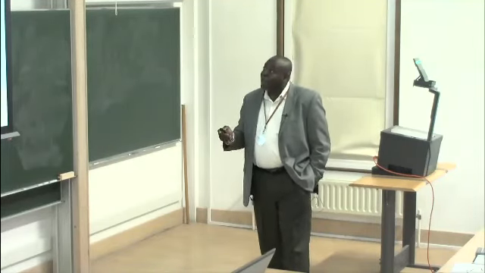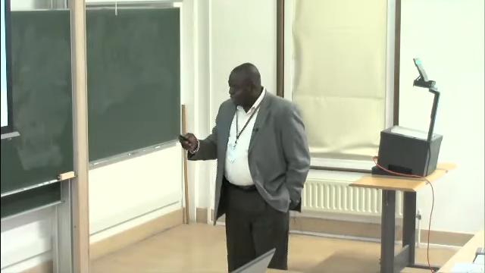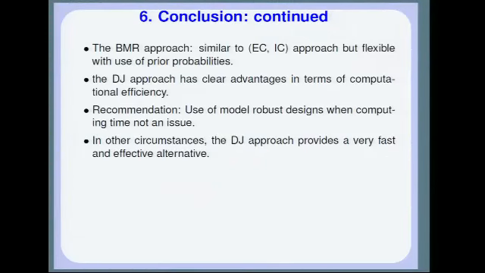So what do we recommend here? We know that the Dumichel and Jones has a clear advantage in terms of computation efficiency. That's true. But we think that the use of the model robust approach of Lin and Einstein will be more recommended if the computing time is not a big issue. But in other circumstances, the Dumichel and Jones might provide a faster alternative.